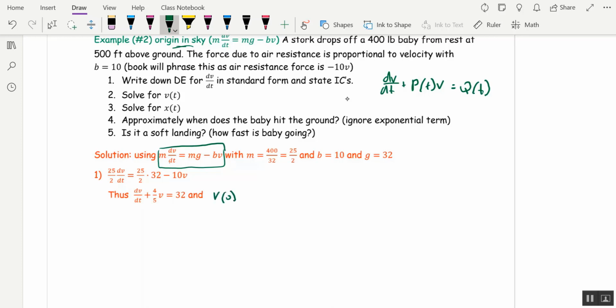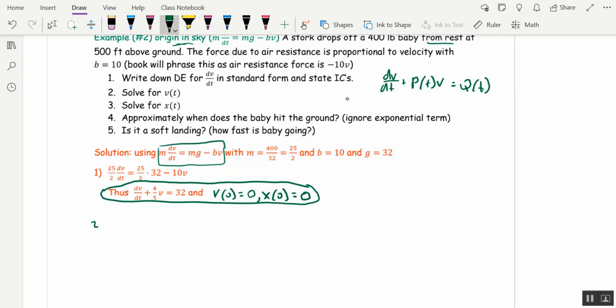v(0) is, okay, the baby's dropped from rest. That's code for v(0) is 0. And then x(0). x is going to be the position. x(0) is 0 because we're letting the origin be where the baby's dropped from.